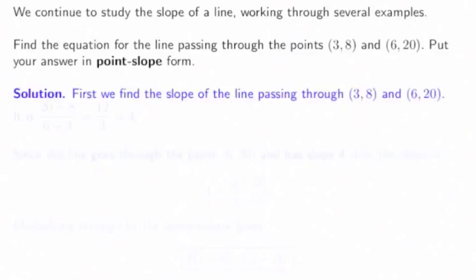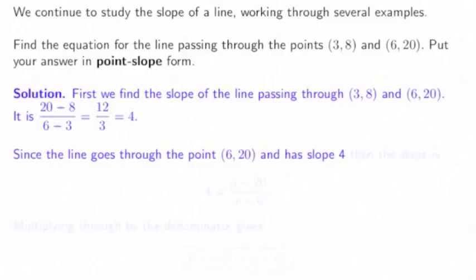Here's the solution. First, we find the slope of the line passing through the points (3, 8) and (6, 20). That's the rise over the run. The rise in this case is 20 minus 8, and the run is 6 minus 3, so we have 12 over 3, or 4. So that's the slope of our line.